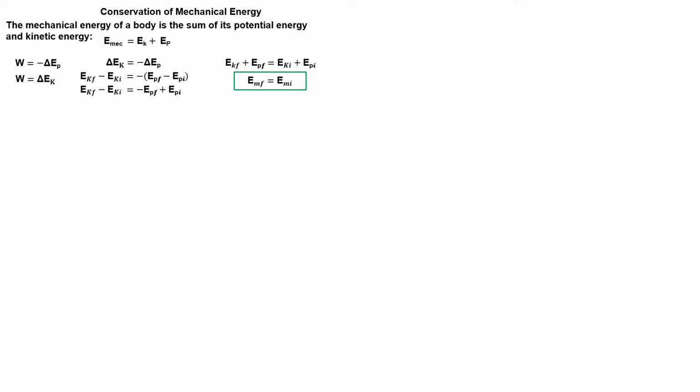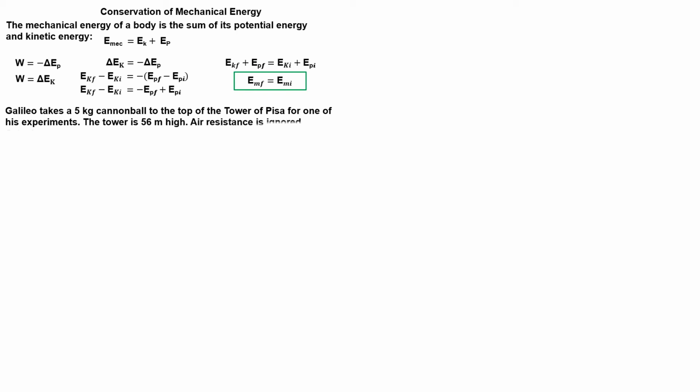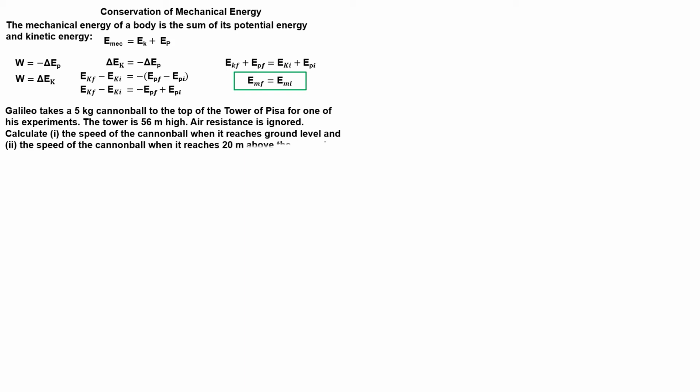Let's see how the principle of conservation of mechanical energy works. Galileo takes a 5 kilogram cannonball to the top of the Tower of Pisa for one of his experiments. The tower is 56 meters high. Air resistance is ignored. Calculate the speed of the cannonball when it reaches ground level and the speed of the cannonball when it reaches 20 meters above the ground level.